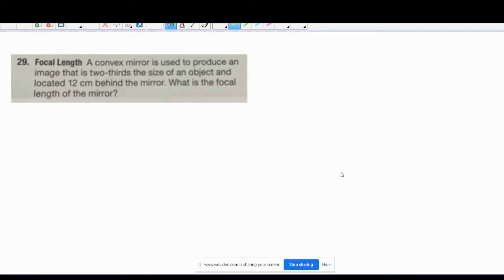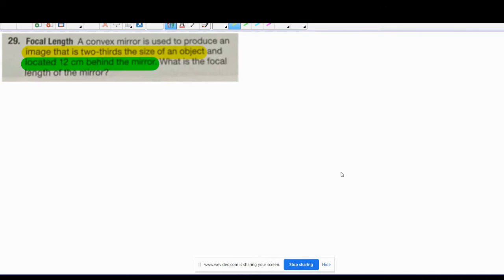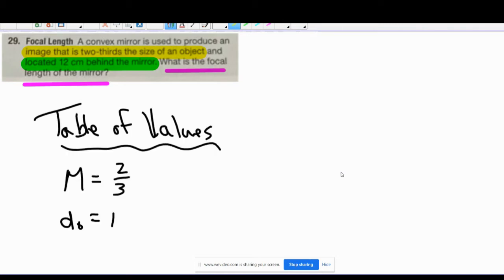Our first task is to identify information in the question and list it in a table. Let's go. Notice how the image is 2/3 the size of the object and located 12 centimeters behind the mirror. What is the focal length of the mirror? We first need to solve for the distance of the object. We won't be able to solve for the focal length using the mirror equation until we have these two values. Let's solve.